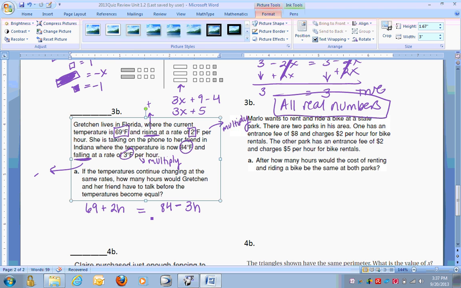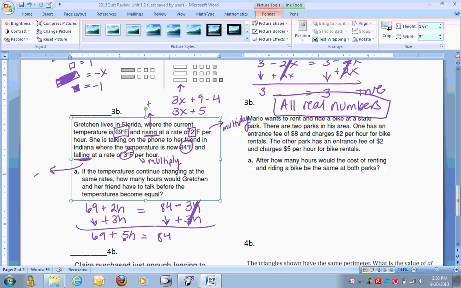So set those equal to each other. And I'm going to get all my variables on one side. So let's go ahead and add 3h to both sides to get all my variables on the left. So that creates a 0 pair. I bring down 69. 2h plus 3h is 5h, and then I bring down the 84.